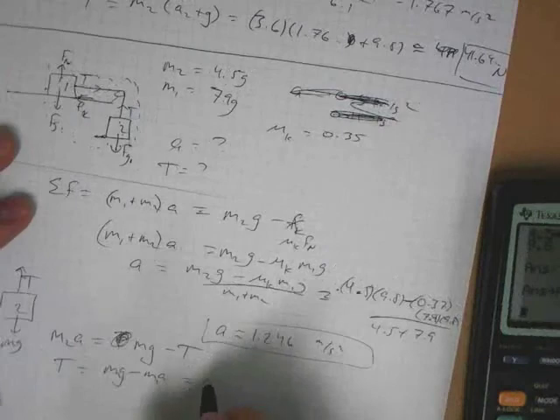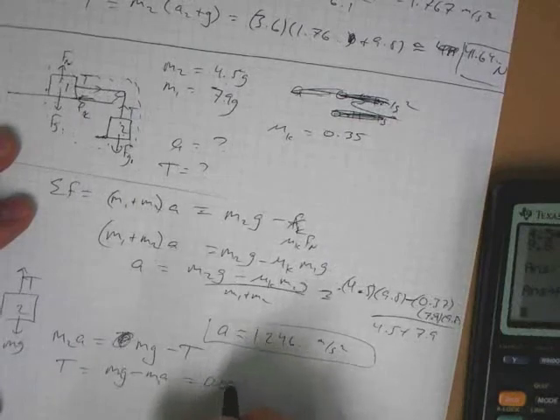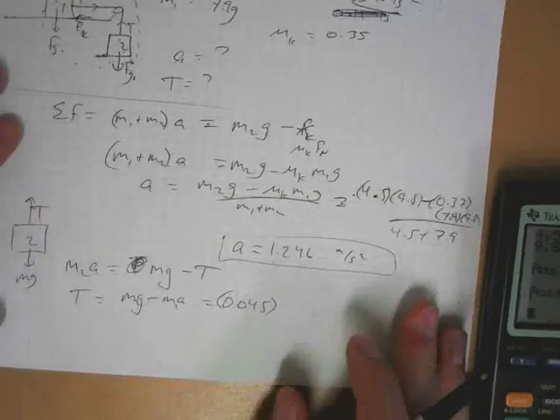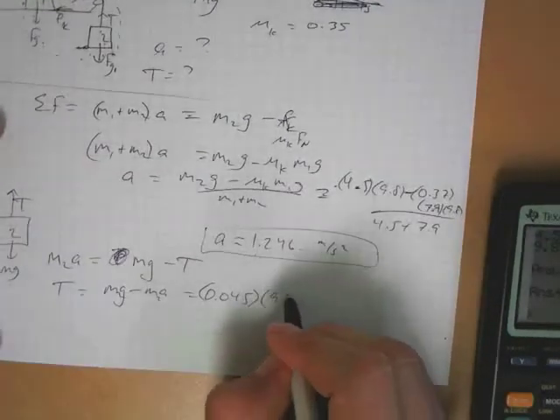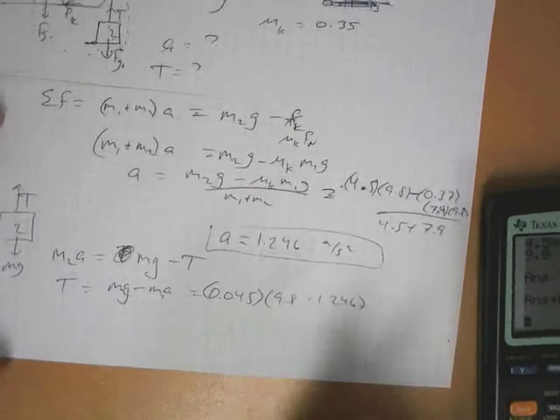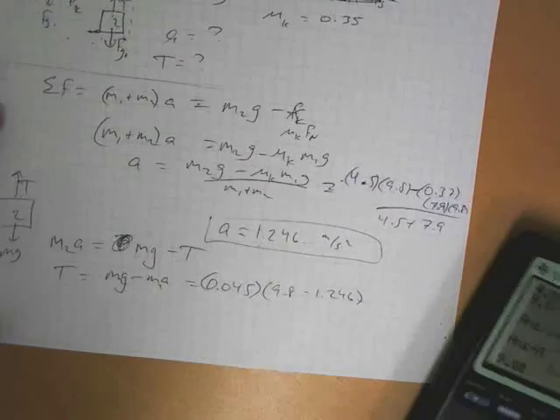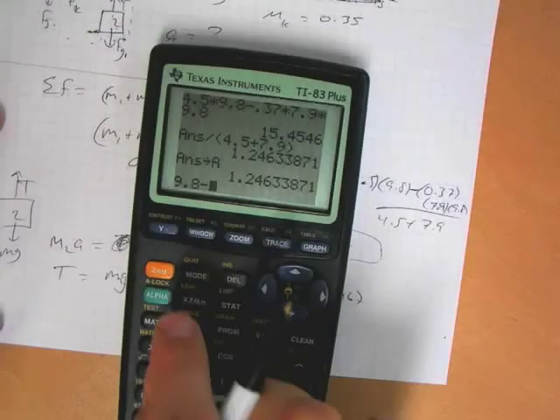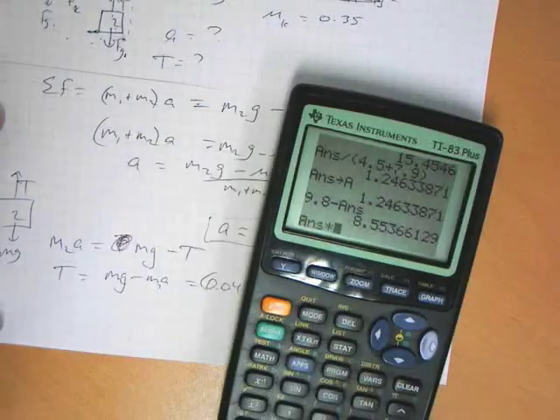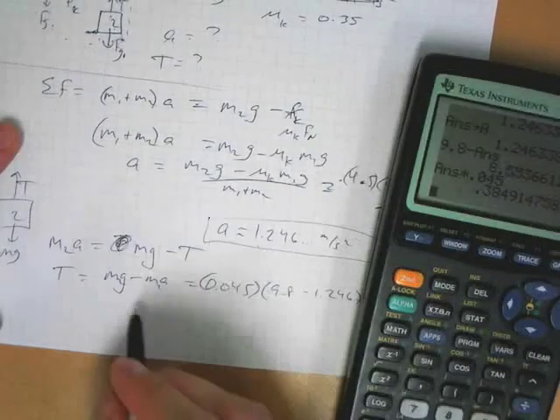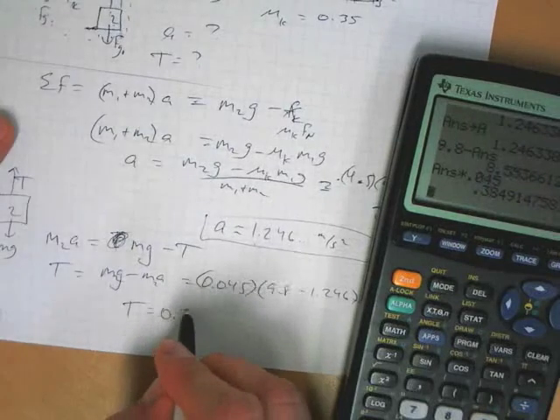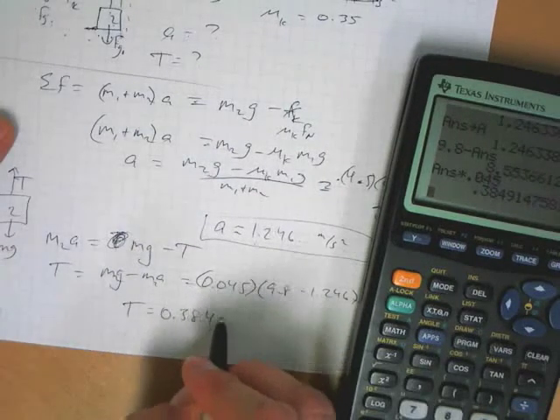Mass 2. Now I do want to convert to kilograms because nothing's going to cancel that out. 9.8 minus 1.246, etc. We'll use the stored value for that. So 9.8 minus answer times 0.045 gives us that the tension in this rope or string or whatever is 0.3849 and so forth newtons.